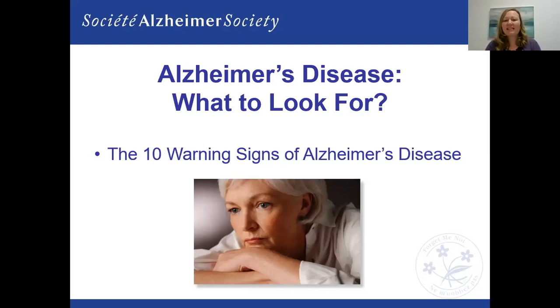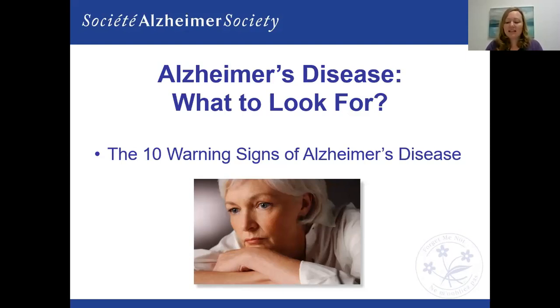So what exactly does Alzheimer's disease look like at the beginning? What are things that we can look for, and what are the 10 warning signs of Alzheimer's disease? It might surprise you to know that memory loss might not be the very first sign of Alzheimer's disease. So as I mentioned before, changes in mood, behavior, maybe changes in your judgment might be a sign that happens before memory loss is obvious.